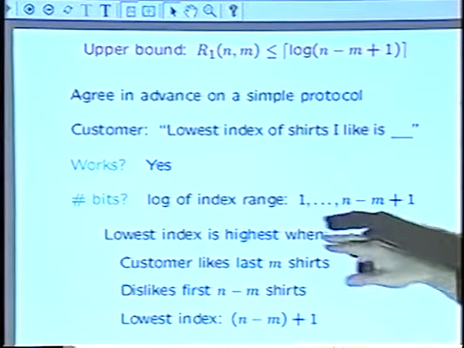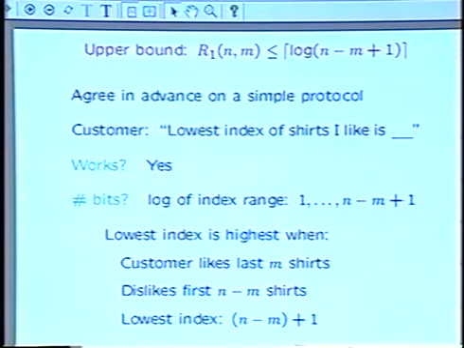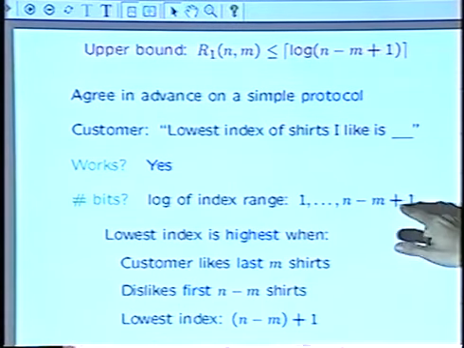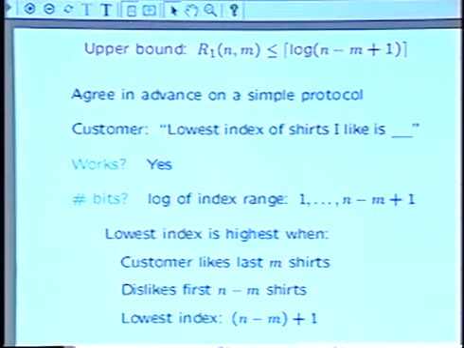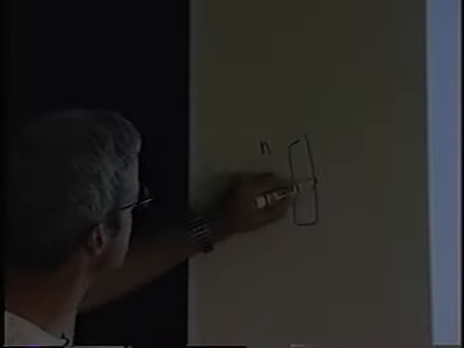And the question is, how many bits do you need? So you need log of the number of values that this lowest index could get. This lowest index could be 1, and the highest value it could get is n minus m plus 1, because the highest value would be if the shirts that he likes are all the m shirts on top. That's the highest value that the lowest index would get.